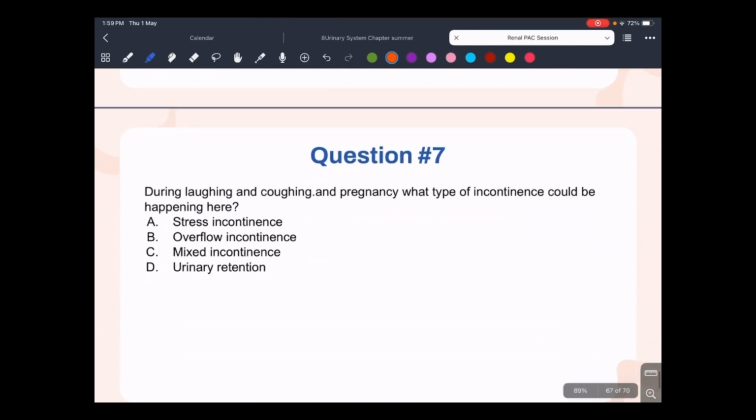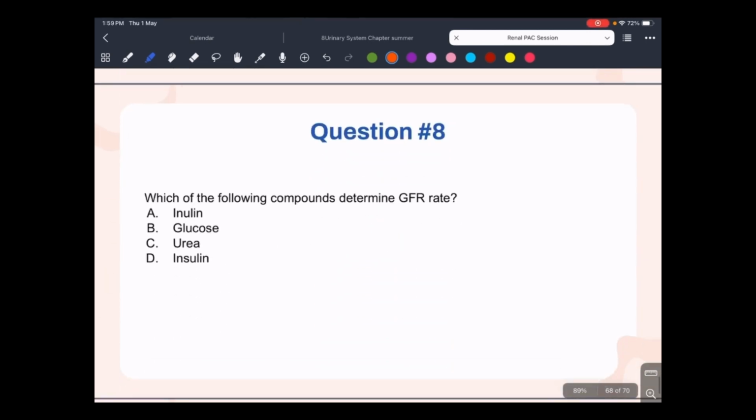Okay. Question 7. During laughing and coughing and pregnancy, what type of incontinence could be happening here? Very, very easy. Stress incontinence, because all of these increase abdominal pressure. Okay. Which of the following compounds determine GFR?